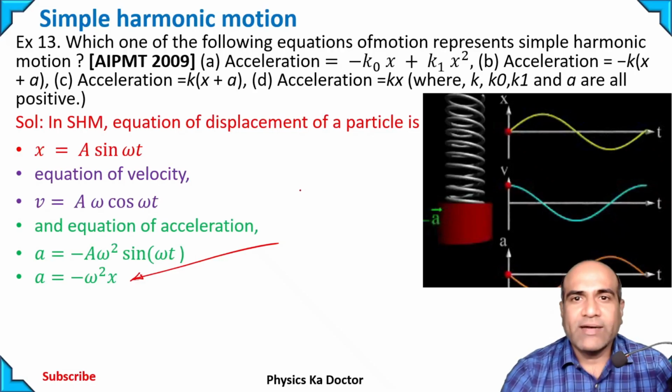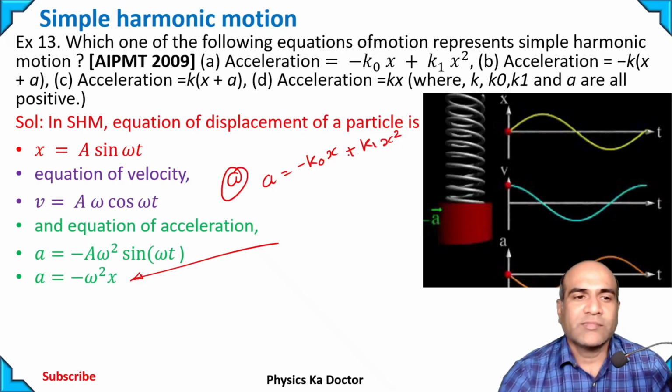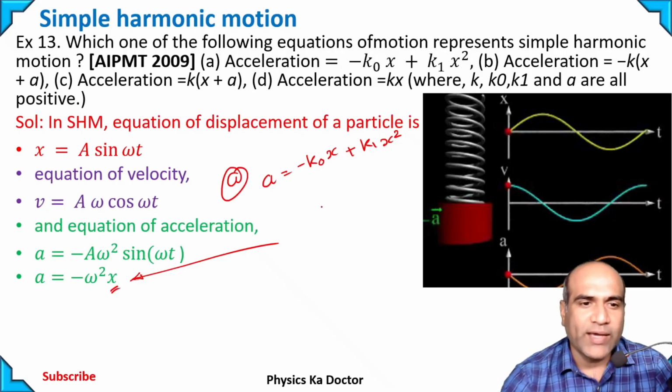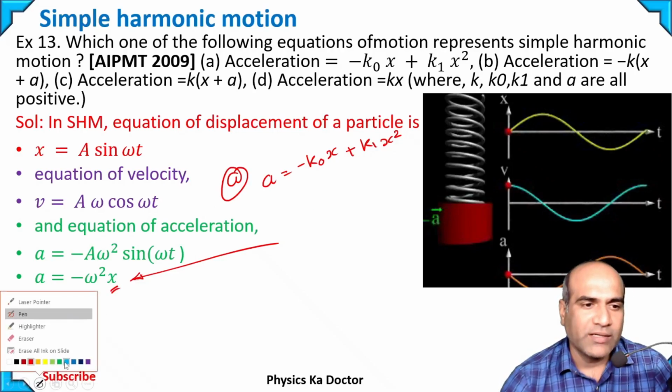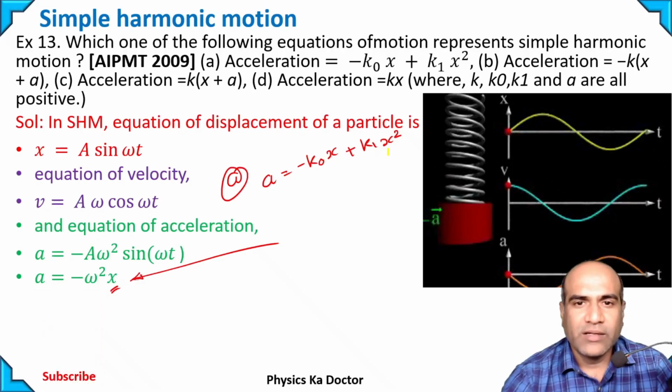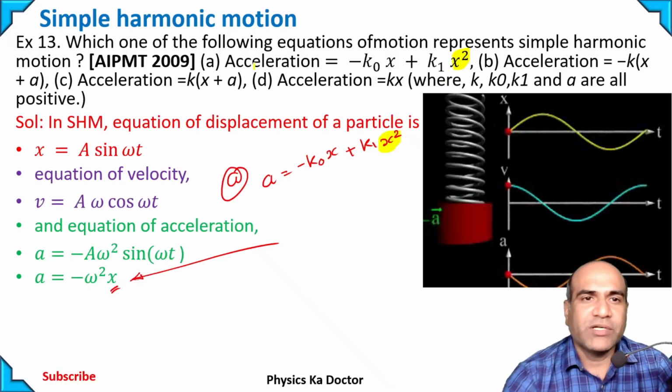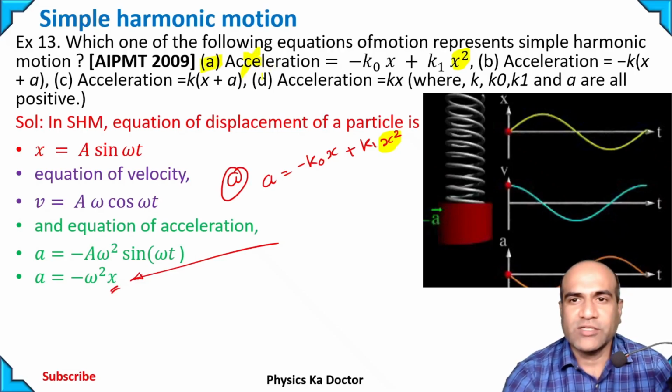Right. Now let us compare the first equation, A, where acceleration is equal to minus k0x plus k1x square. If you see here, there is only x, there is no x square. Do we see any x square? No, there is no x square. So this equation A is not satisfying. A is the wrong answer.